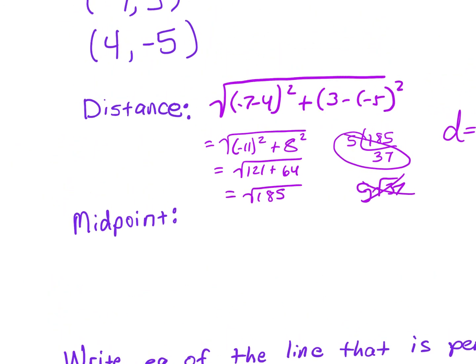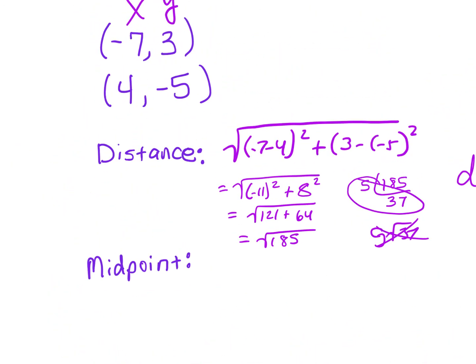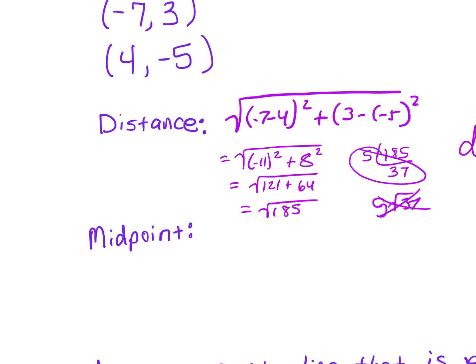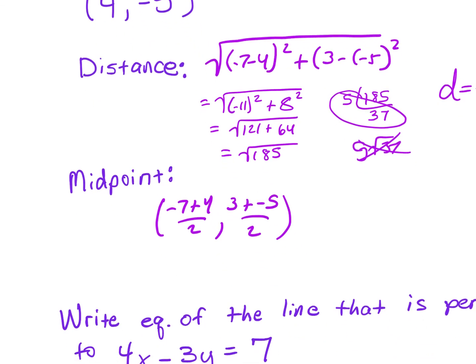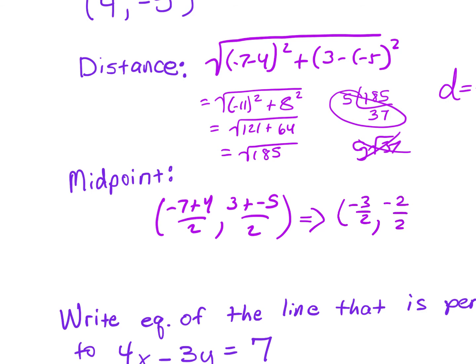As far as our midpoint goes, guys, what do we do to the x's and the y's for midpoint? Add them. You add them. Some of you subtracted. This would just be negative 7 plus 4 divided by 2 and 3 plus negative 5 divided by 2. Negative 7 plus 4 is what? Negative 3 over 2. 3 plus negative 5 is what? Negative 2 over 2.